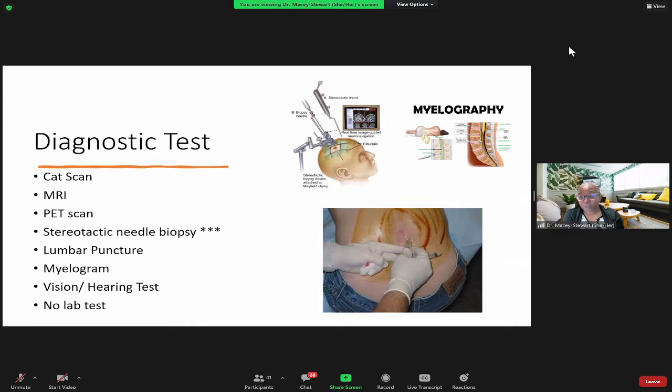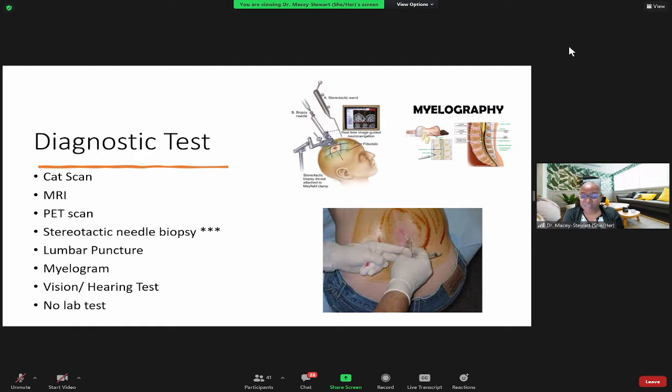They're going to check for glucose in the cerebrospinal fluid. They're going to check to see if there's any bacteria in the cerebrospinal fluid, because they're trying to rule out that this young patient might have meningitis, okay?